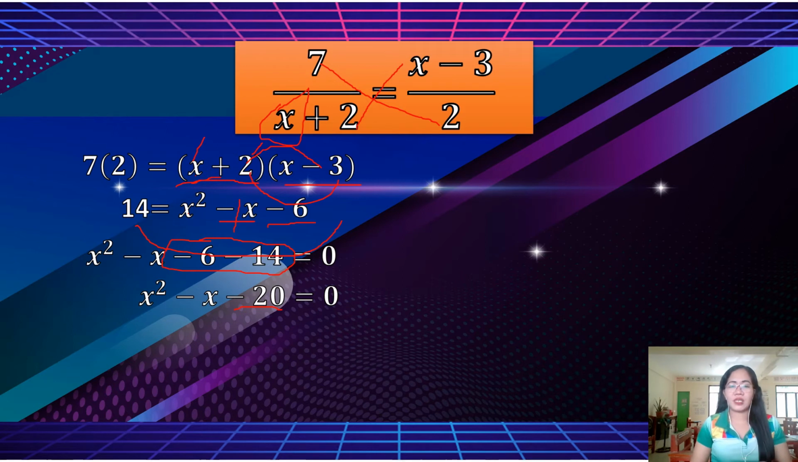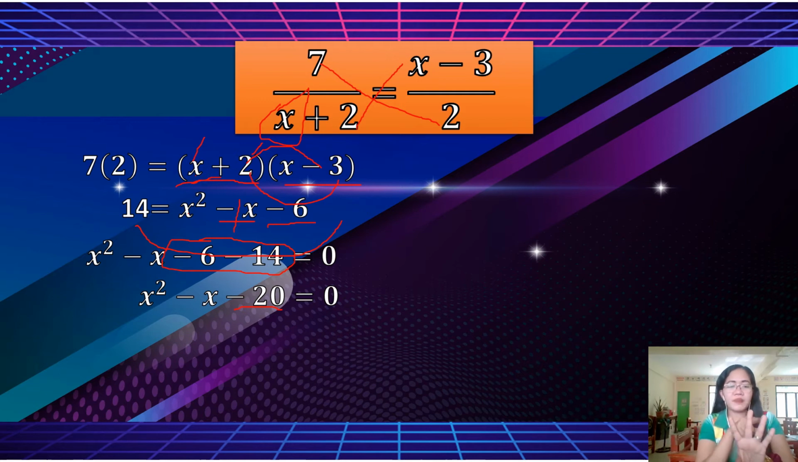x squared minus x minus 20 equals 0. Then, we will now proceed to solving for x, given a standard form of the equation. So, how are we going to solve for x? We have 4 methods in solving, remember? 4 methods in solving a quadratic equation. These are extracting square root, factoring, completing the square, and by using the quadratic formula.